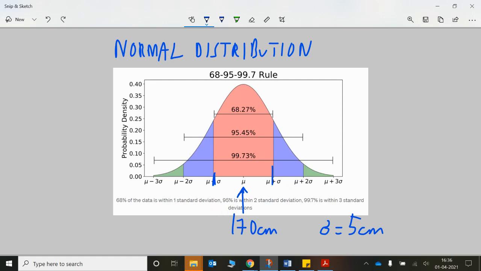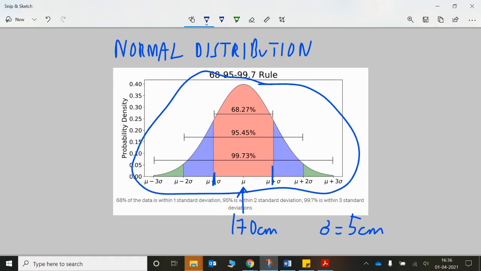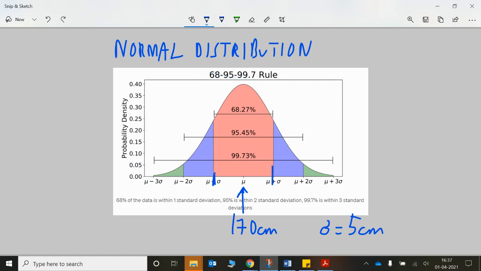68% of all values. So these values here, this is always true if something does follow a normal distribution. However, if you're just talking about a sample, say for example there are 15 people in your class, and you try to work out the average of those 10 people. The average might still be 170 centimeters, but there may not be a single person who is exactly 170 centimeters high.